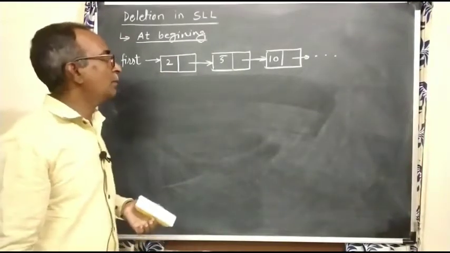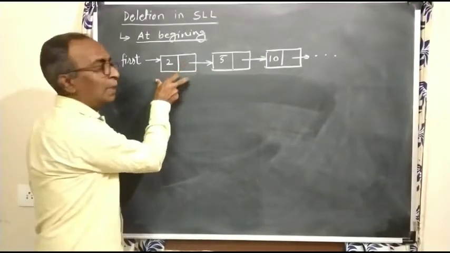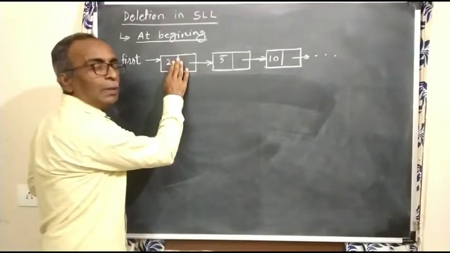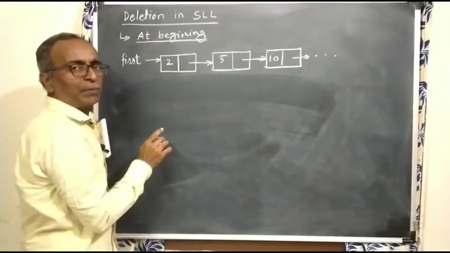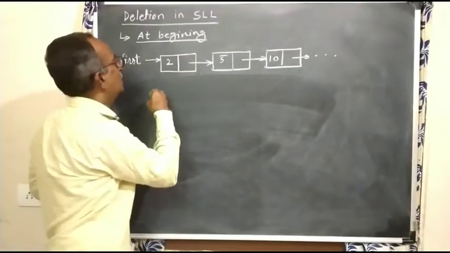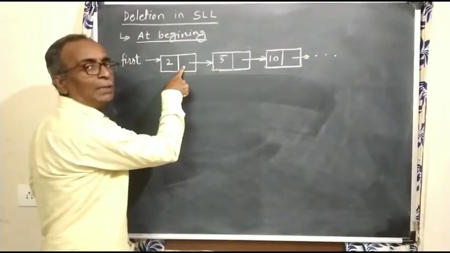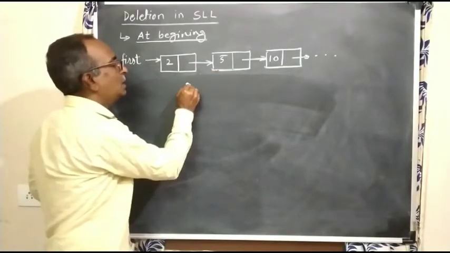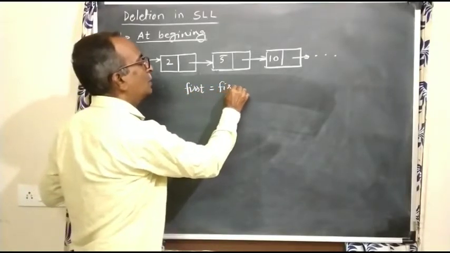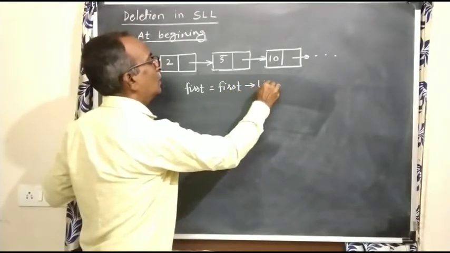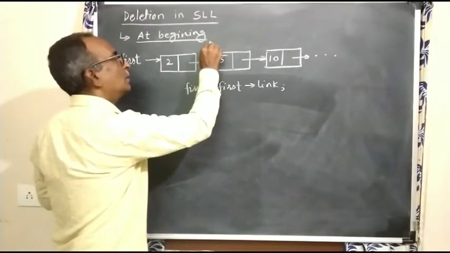How to delete first node. See, when you are deleting first node, the next node will be the first node. That's it. You have to move this first. Means what? First should point here. Where is this node's address? In first link. So if you say first is given first link, that's it. Only one pointer is adjusted. This is first now.